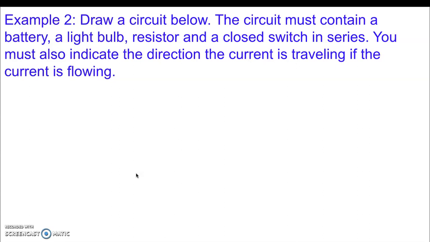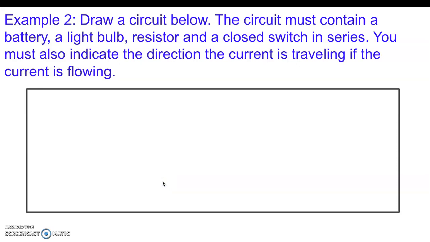Example 2, draw a circuit below. The circuit must contain a battery, a light bulb, a resistor, and a closed switch in series. So remember, that just means one after another. You must indicate the direction the current is traveling if the current is flowing. So we'll start with our circuit. We'll add a battery. Next, we're going to do the light bulb.